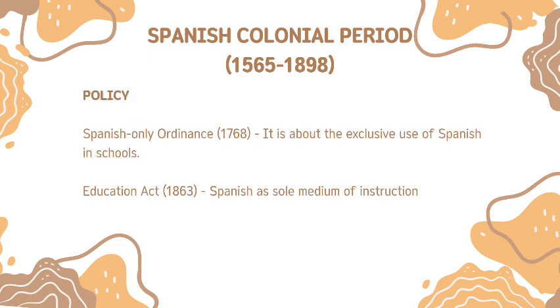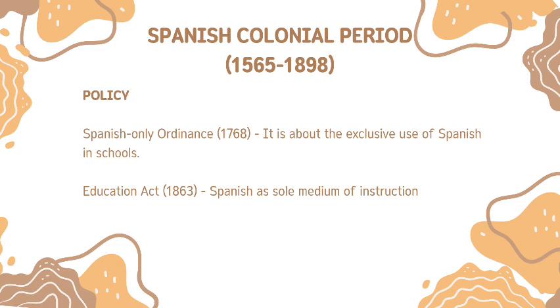The key policies during this period include the Spanish-only ordinance. During 1768, it mandated the exclusive use of Spanish in schools, aiming to promote assimilation. Next is the Education Act. It aimed to reinforce Spanish as the sole medium of instruction.